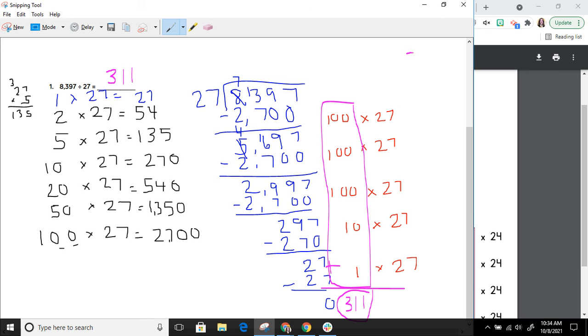I could do 311 times our divisor, which is 27. I'm sorry, not our dividend, our divisor. And I can multiply this out. 7 times 1 is 7. 7 times 1 is 7. 7 times 3 is 21. Put my 0. 2 times 1 is 2. 2 times 1 is 2. 2 times 3 is 6. And when I add these two numbers, I should get 8,397.